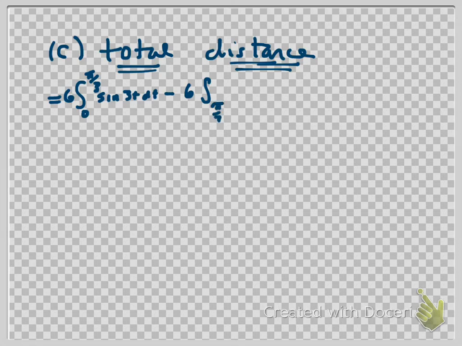Pi thirds to pi halves of sine 3t dt. Now, notice something here. The fact that I wrote this statement doesn't mean that I'm going to forget I did part B. This is just my notation to demonstrate that I'm already aware that I can't just take the integral of the whole interval. Okay?